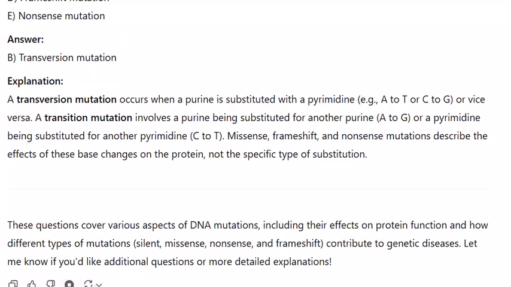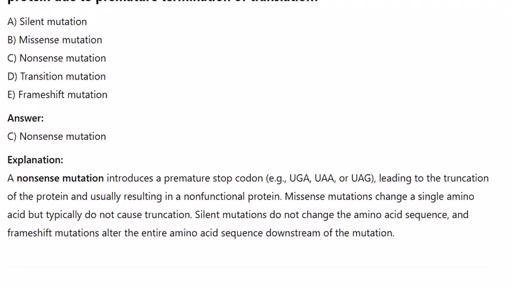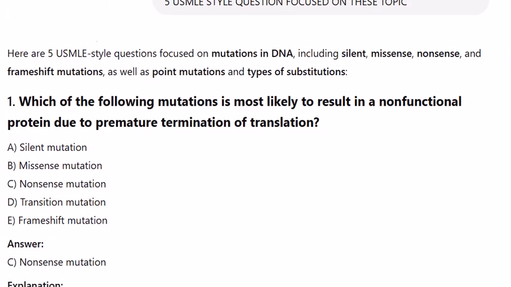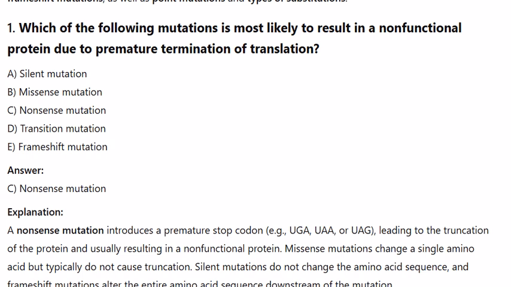Here are 5 USMLE style questions focused on mutations in DNA, including silent, missense, nonsense, and frameshift mutations, as well as point mutations and types of substitutions.